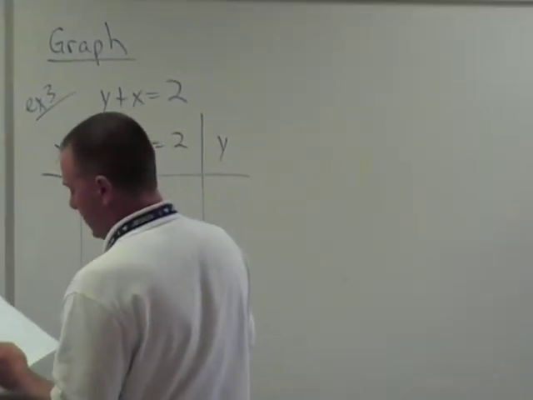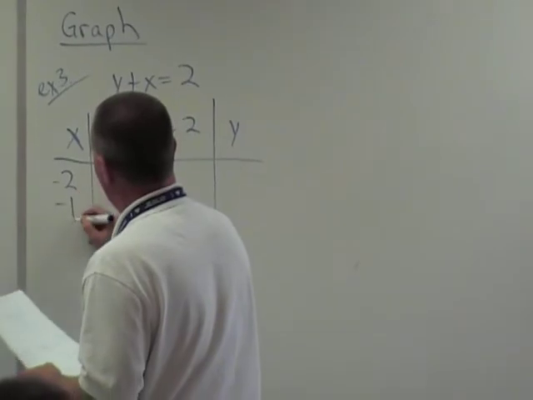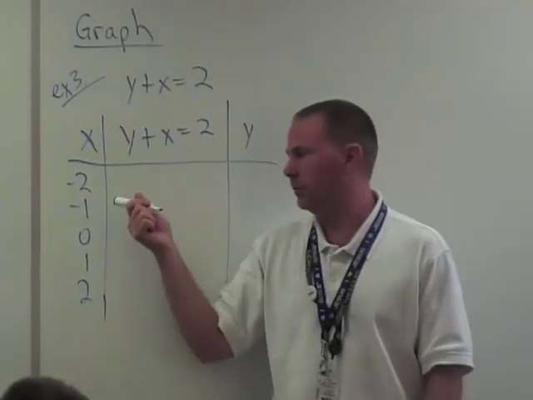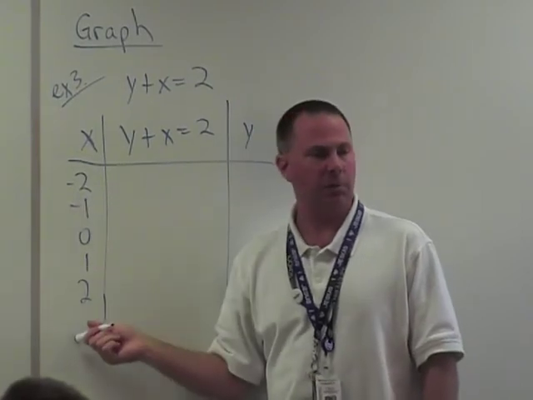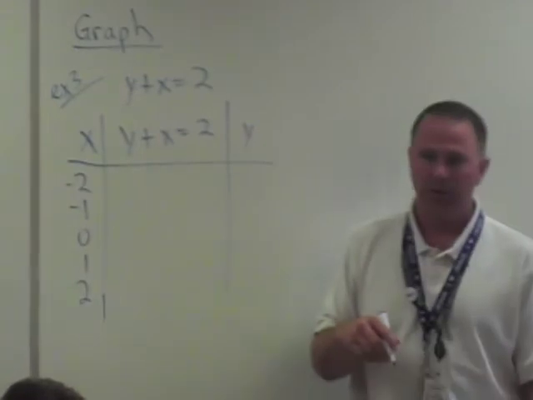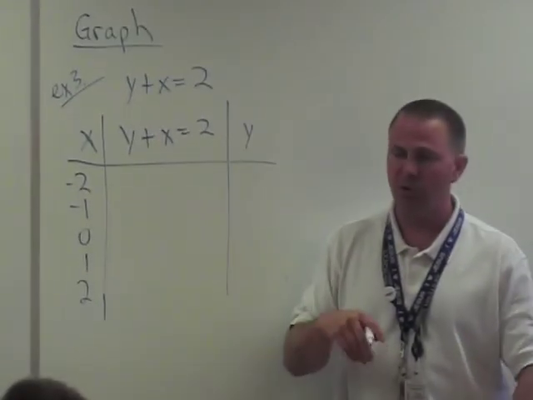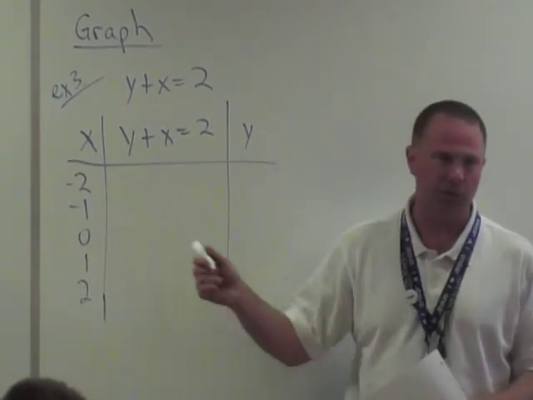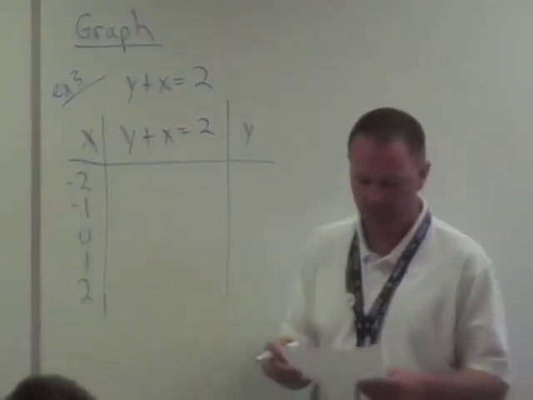I want you to use these numbers as well: negative 2, negative 1, 0, 1, and 2. It gives you a couple of negatives, a couple of positives, and it also tells you what's happening when it's 0. Now you can choose any values you want, but today I want you to use these 5. Plug them in and everybody gets the same thing.